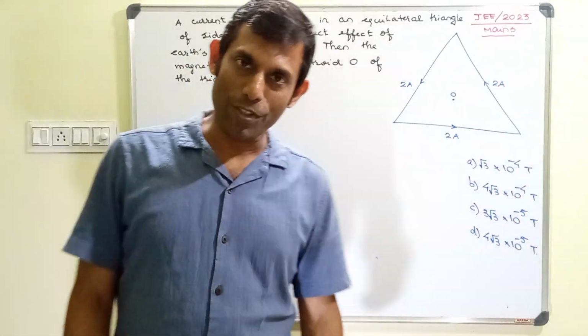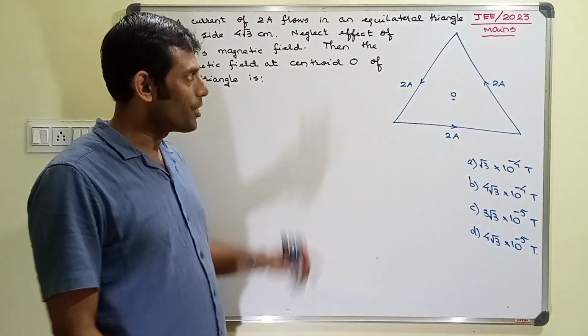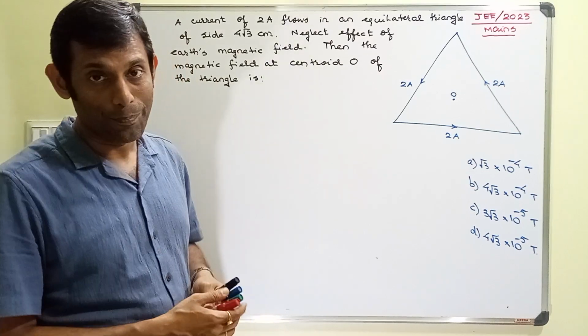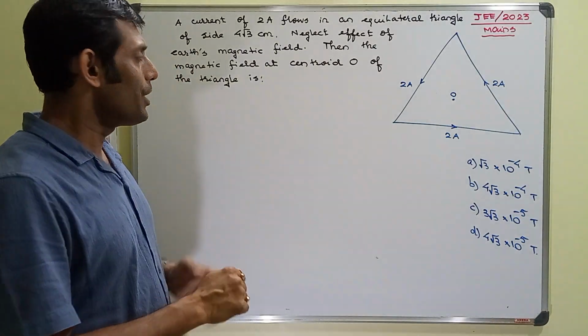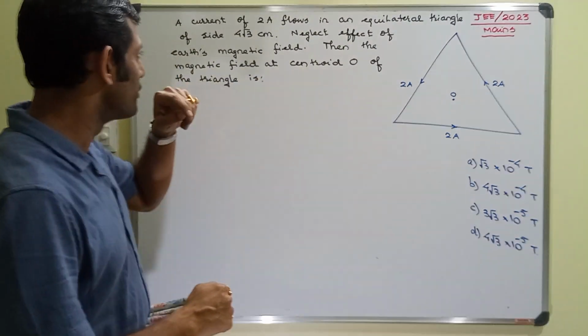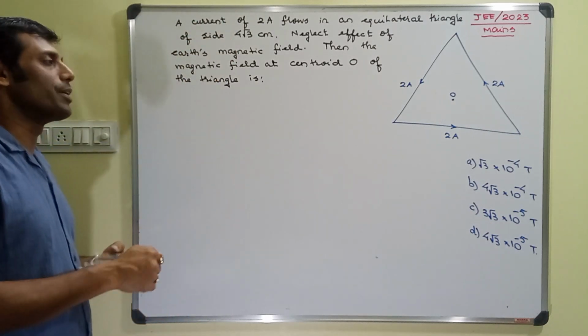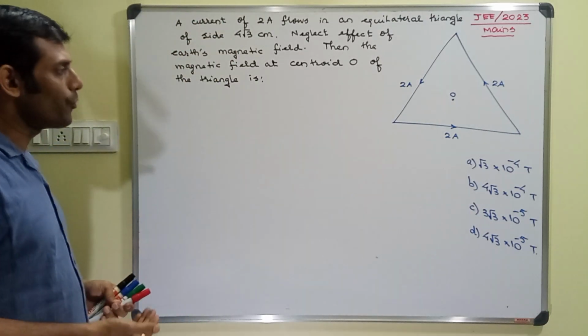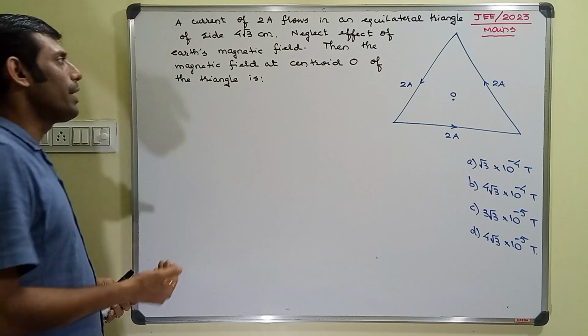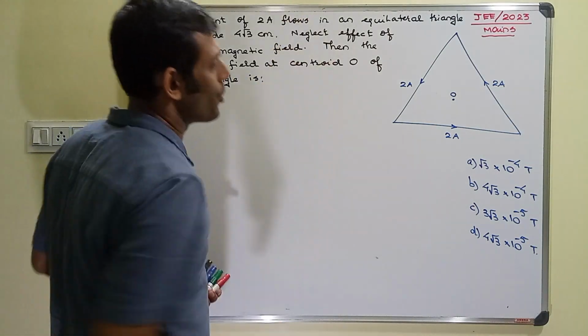The previous year question section. This is a JEE Mains question 2023. An equilateral triangle is given, of side 4 root 3 centimeters. 2 ampere current is flowing and you need to find the magnetic field at the centroid.